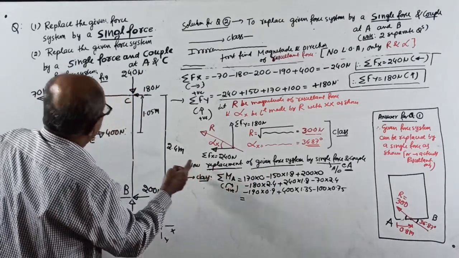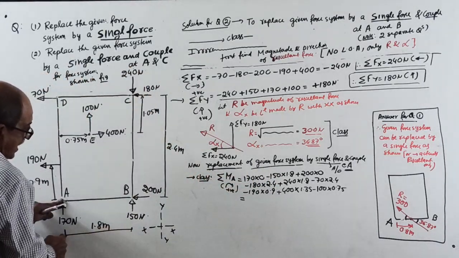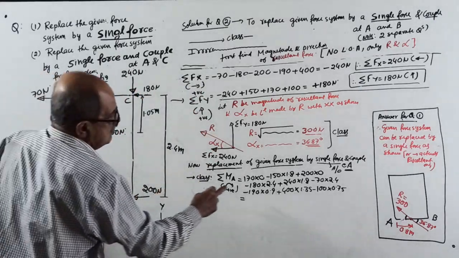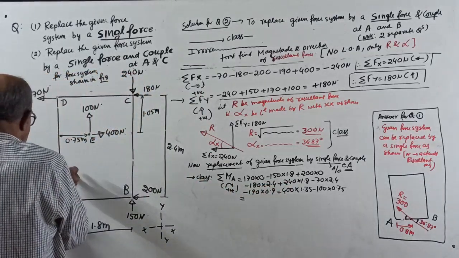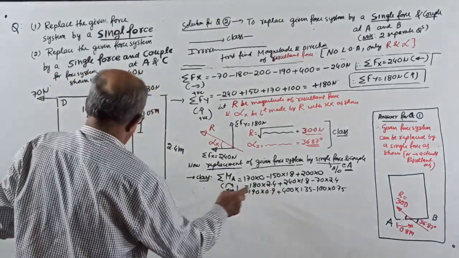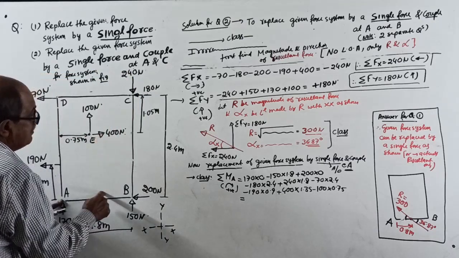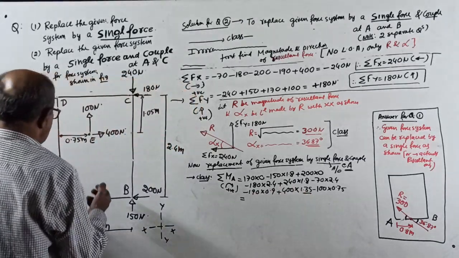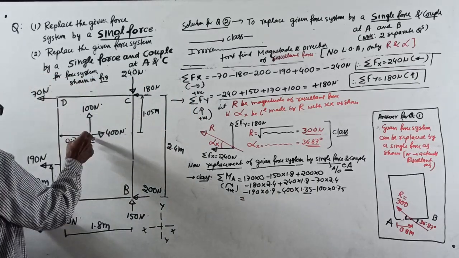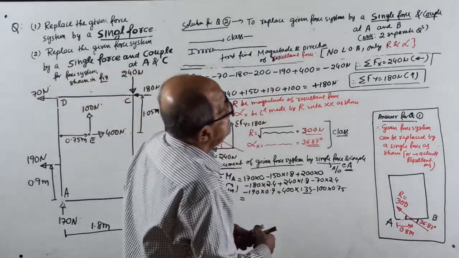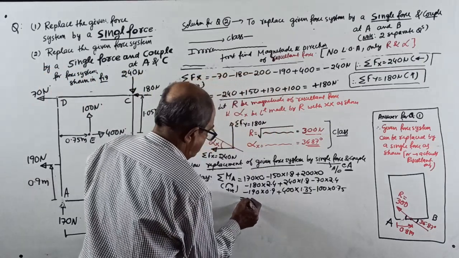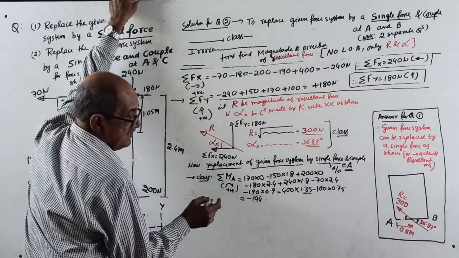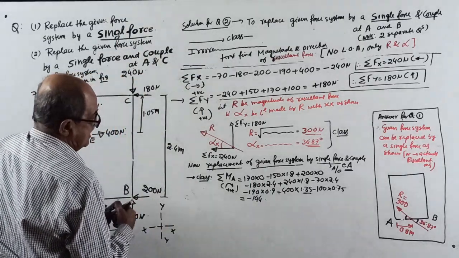Yes. Plus 240 into 1.8, minus 70 into 2.4, correct. Minus 190 into 0.9, plus 400 into 1.35. I explained you last time how 1.35 came. Lastly, minus 100 into 0.75. I know the answer. It is minus 144. Therefore, I will write the final answer now.